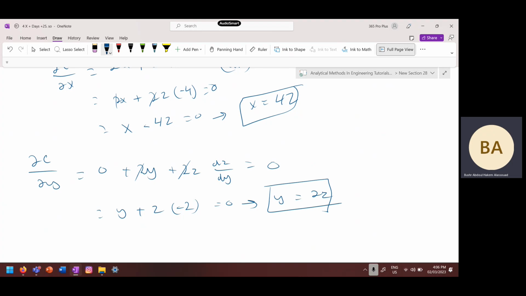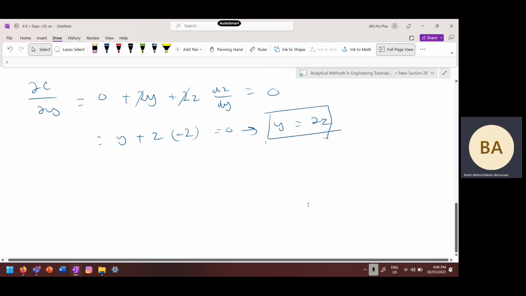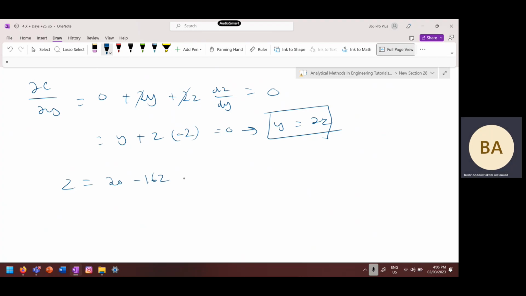Okay, you see what you have here? You have two variables now in terms of z. Now you can substitute these back in the auxiliary function, which is again z equals 20 minus 16z minus 4z. After simplification, you get 21z equals 20, and you'll get z is equal to 20 over 21.